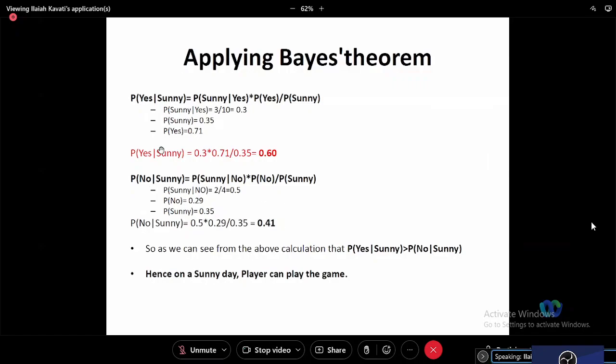So you can see probability of yes is greater than probability of no. So probability of yes will win, right? So as we can see from the above calculation, probability of yes is greater than probability of no when the day will be sunny, right? So hence on a sunny day, the player can play the game, right? So here this is a binary classification, right? So if this is greater than some threshold, or this is greater than this one, so that's why you can see that the play was possible, right?